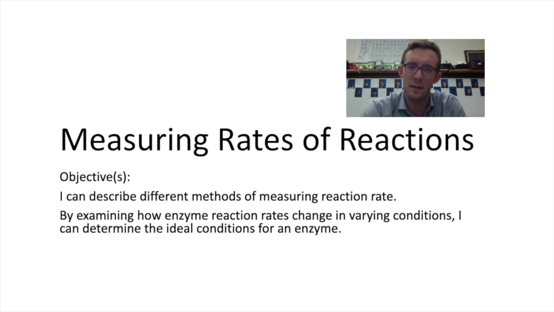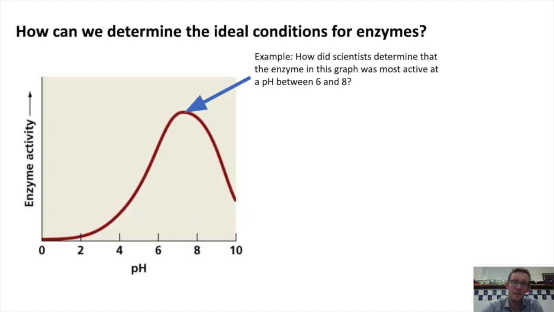So you guys have learned that enzymes are more effective at breaking down and synthesizing substrates in certain conditions. There are some conditions in which they're really effective, and there are other conditions in which they are inactive or they become denatured and are completely ineffective. This video tackles how biologists determine the ideal conditions for an enzyme. For example, how did biologists determine that this particular enzyme is most effective at a pH between 6 and 8?